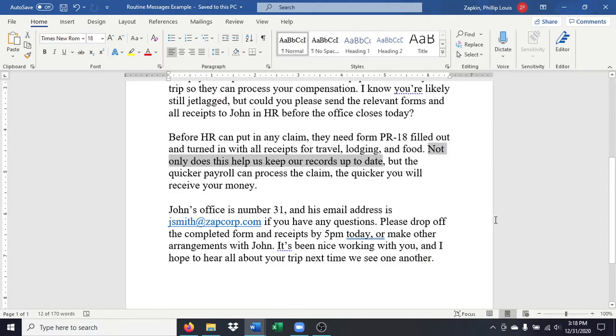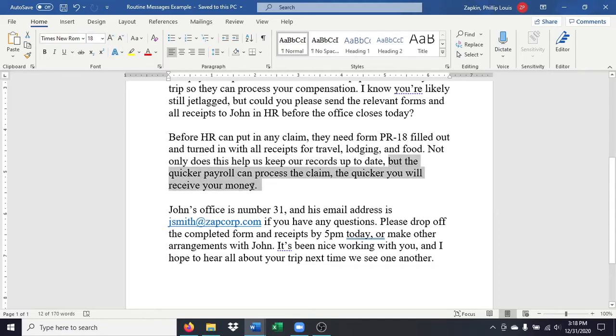The second portion, the first clause of the second sentence: not only does this help us keep our records up to date. Okay, so this is an explanation of why it matters that Tomoko complies with this. She needs to do this in order for the company to keep their records up to date. We could explain to her why that's important, but it's probably not crucial to give that explanation. This explanation is probably in itself enough.